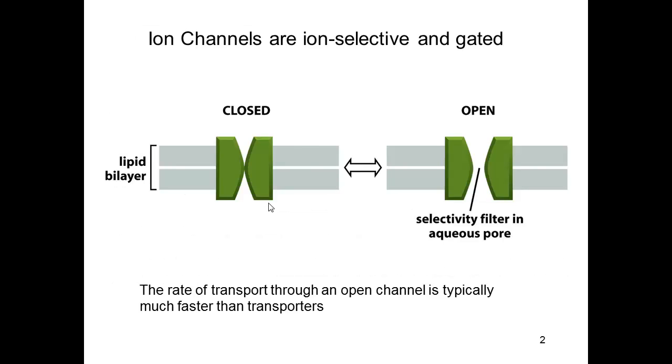So ion channels are both selective and gated, meaning selective, they limit what can pass through, and gated means that they can open and close in response to a specific stimulus. It can be a binding event, it can be a voltage change. In general, channels do not open halfway. They have two states, they're either open or closed. And because they're a passive highway for ions to go through, the rate of transport is much higher than transporter proteins, which we've seen in previous videos.